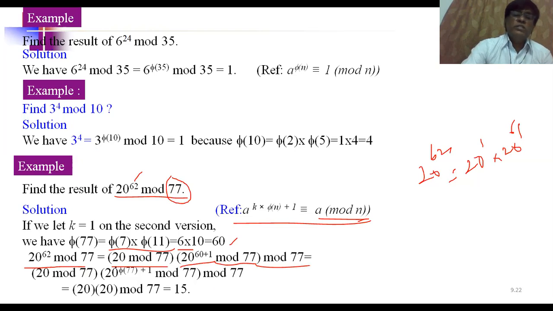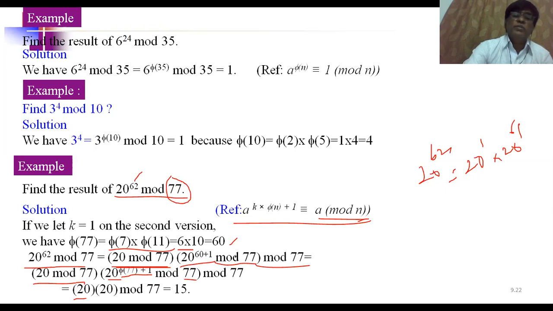So this 20 mod 77 is 20 modulo division 77, so its value is 20. But for 20 power 60 plus 1, this 60 is nothing but phi of 77. So it is 20 power phi of 77 plus 1 mod 77. This is the same as the second version of Euler's formula.